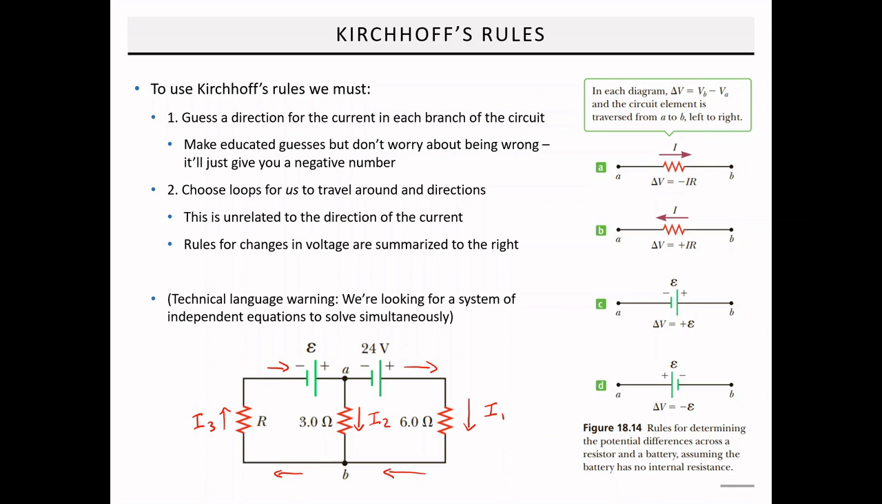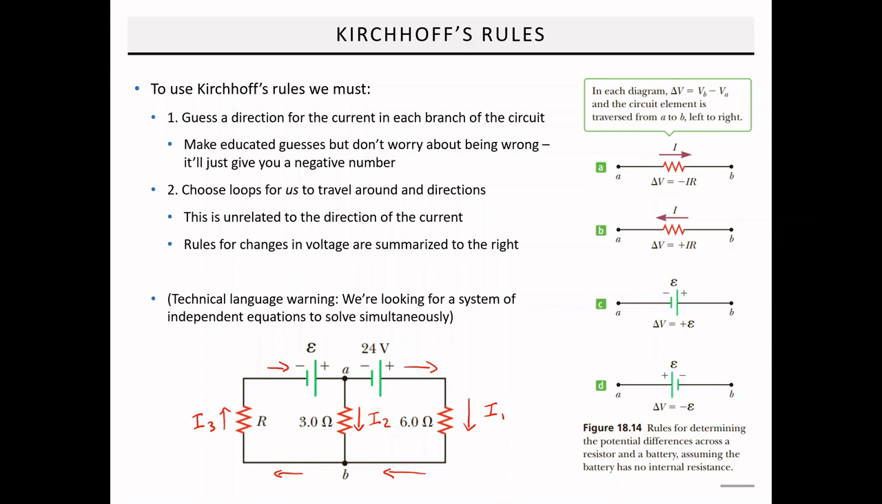If you follow along with the example on the next couple slides, you'll see that guessing I2 downward is actually wrong. But that's okay because we just get a minus sign for the answer, and that tells us that the current is actually traveling upward.